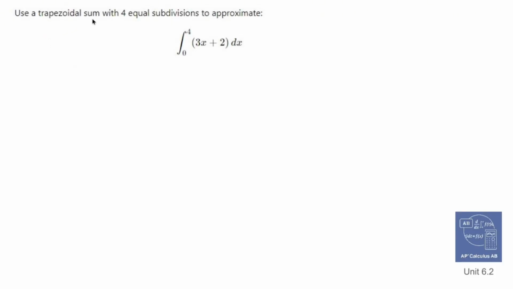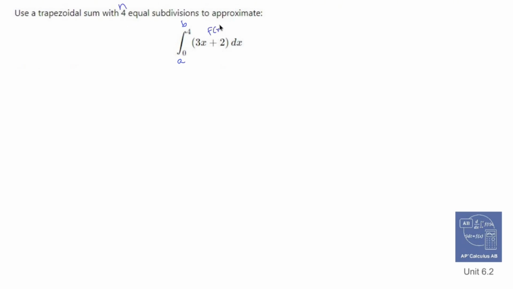Use a trapezoidal sum with 4 equal subdivisions to approximate the integral between 0 and 4 of 3x plus 2 dx. All right, so let's label what we know. Let's label what we have. 4 would be my upper limit. 0 would be my lower limit. 4 would be my subdivisions.